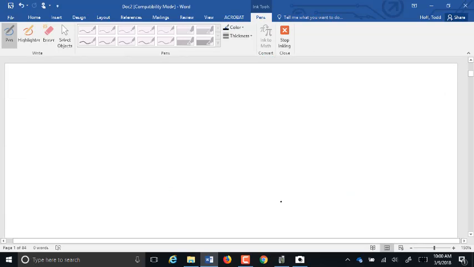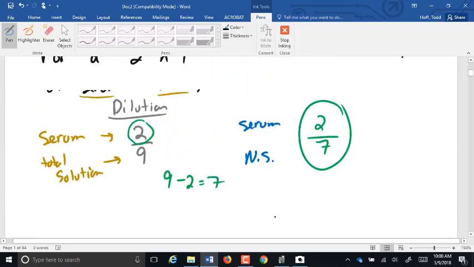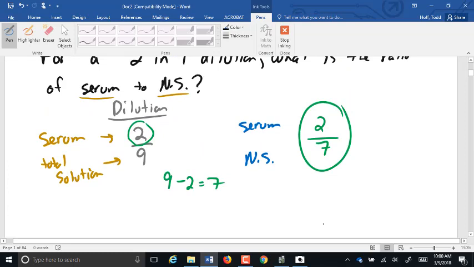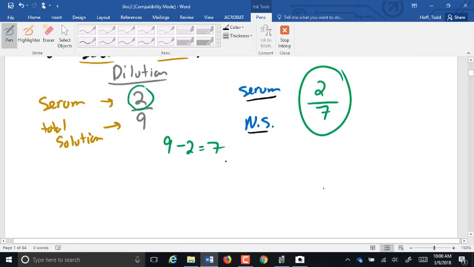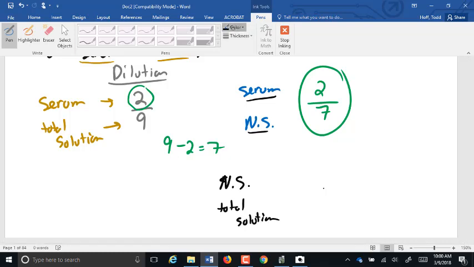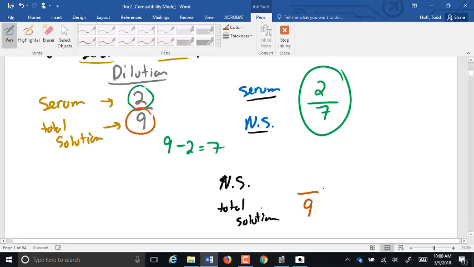So the reason we're creating that ratio of serum to saline is because often when we go to mix one of these dilutions, we need to know those ratios. Now there are other ratios here. There could be a ratio of saline to total solution as well. And that ratio would be, well, now the total solution is still the 9. The saline is that 7 parts. Again, if there's 9 total parts in the solution and 2 of those parts are serum, it's 9 minus 2 to give 7 parts of saline.